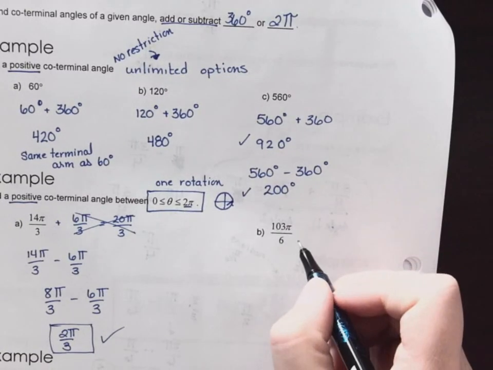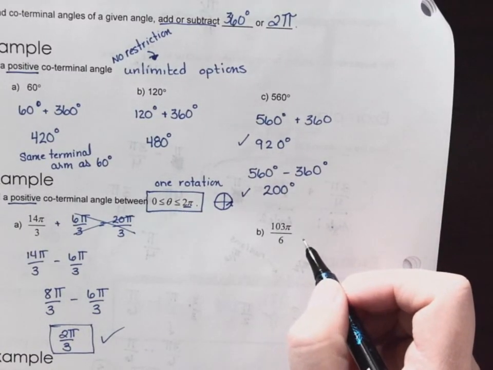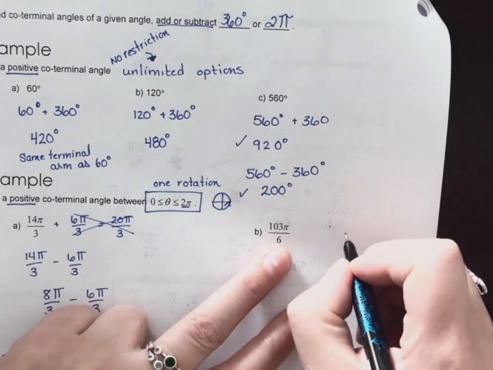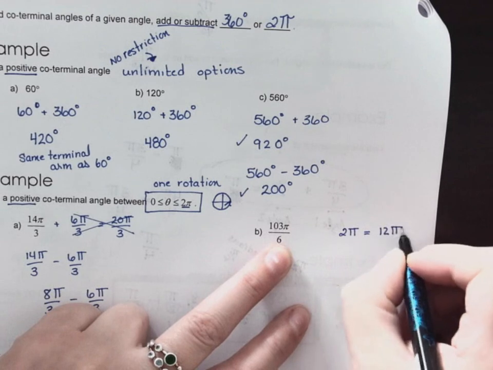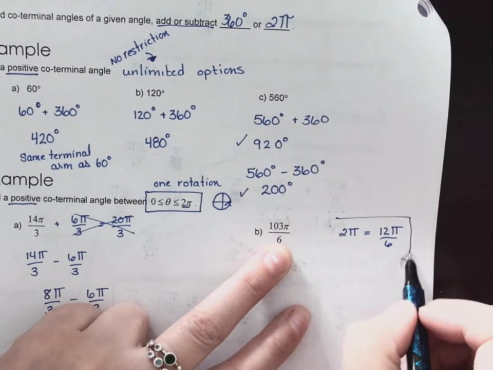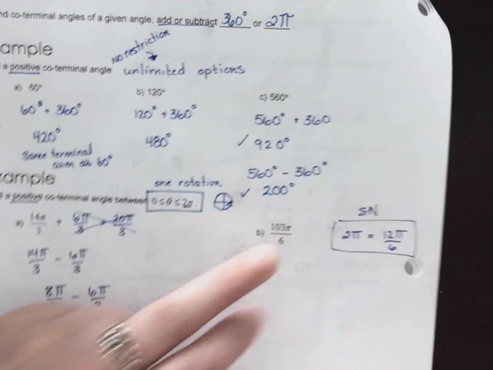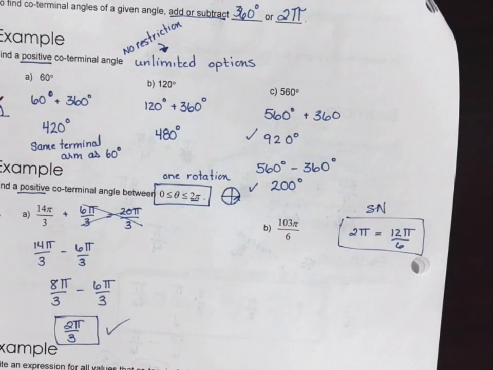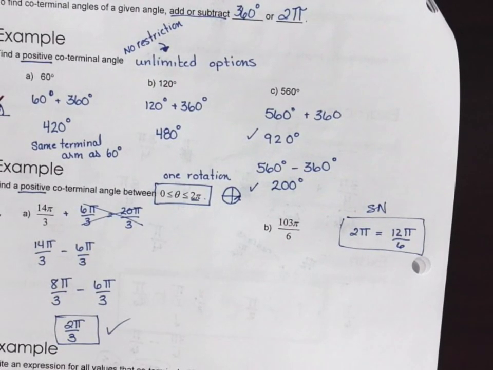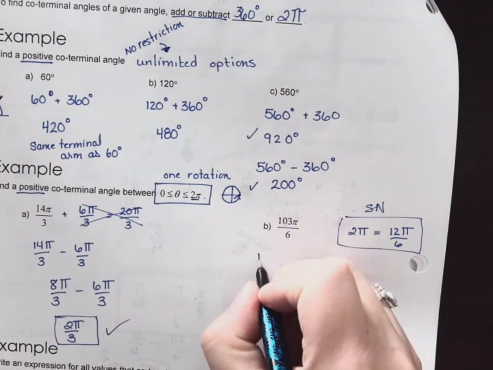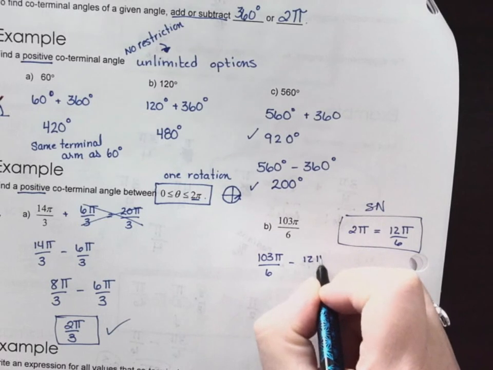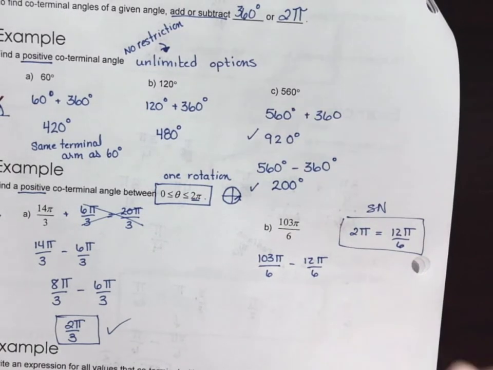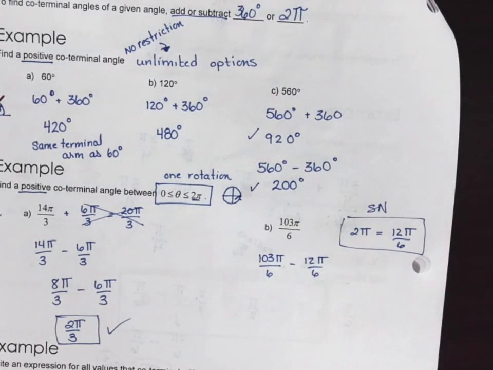Okay, let's talk about 103 pi over 6. Okay, so off to the side I'm going to say, okay, 2 pi is equal to 12 pi over 6. I always do that. This is just my side note here, just to remember what a rotation is with a denominator of 6. Okay, guys, this is going to take us forever. So 103 pi over 6 minus 12 pi over 6. Sweet goodness. That's going to take me forever.